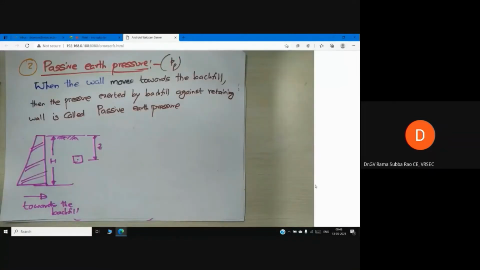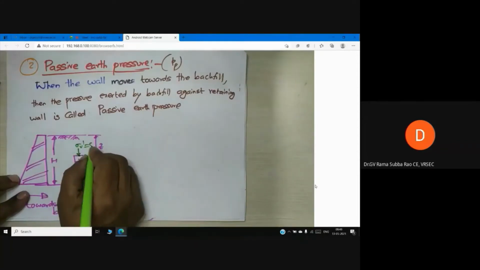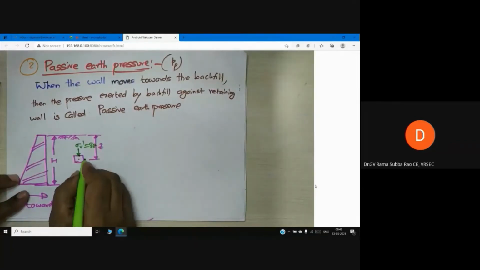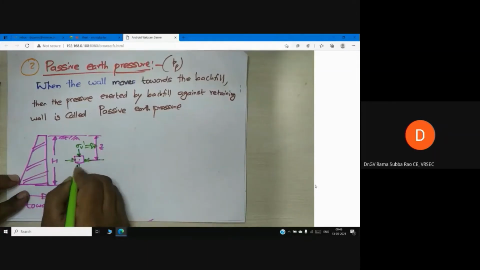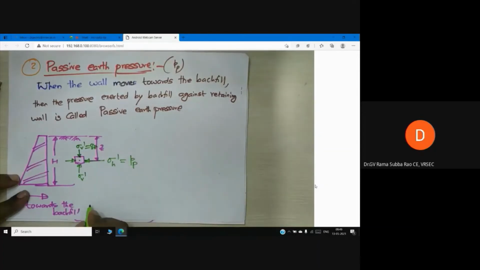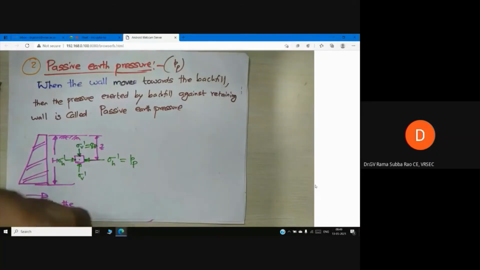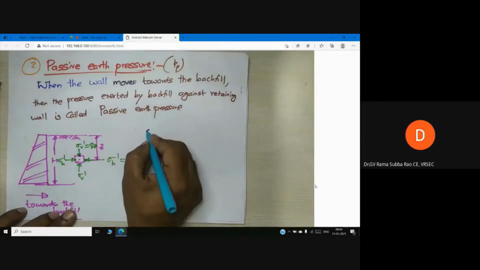So now I'm very happy to tell you. Here you see, this is vertical stress. This is no doubt gamma into z. Now what about horizontal stress here? Whatever horizontal stress is, PP, passive earth pressure. Now my question is, I have an equation because the wall is moving. So once the wall is moving, plastic equilibrium will exist. So what is the plastic equilibrium equation?